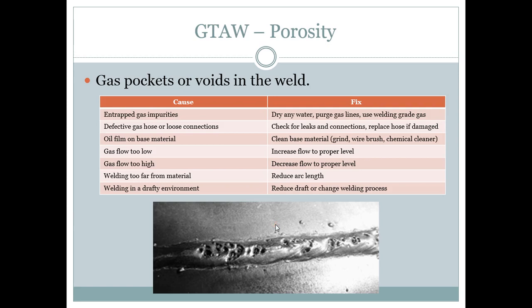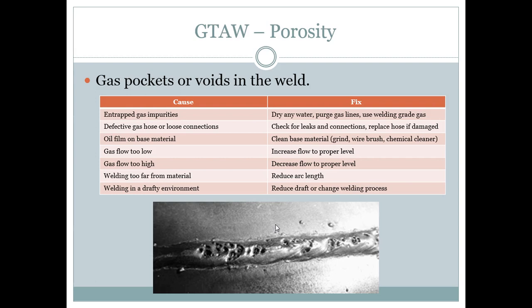Porosity is something that we don't really encounter so much in this class so far, but it's something worth mentioning because it can happen. Usually porosity has to do with a shielding gas issue or any kind of contamination issue. So if you look at the first cause, there are trapped gas impurities. Porosity can be caused by hydrogen, nitrogen, water, air, any of those kind of things getting in your weld.